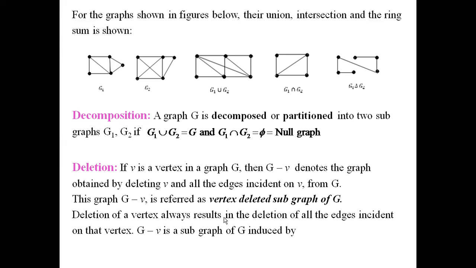Deletion of a vertex always results in the deletion of all the edges incident on that vertex. So G minus V is a subgraph of G induced by V1 equal to V minus the vertex V. So when we perform G minus V, that is deletion of a vertex V from the graph G, we obtain a subgraph of G which is induced by the vertex set V1, where V1 consists of the vertex set V minus the particular vertex V.